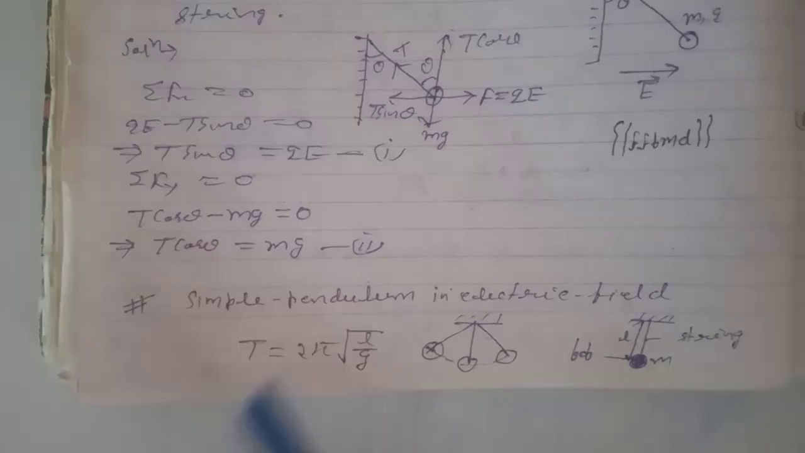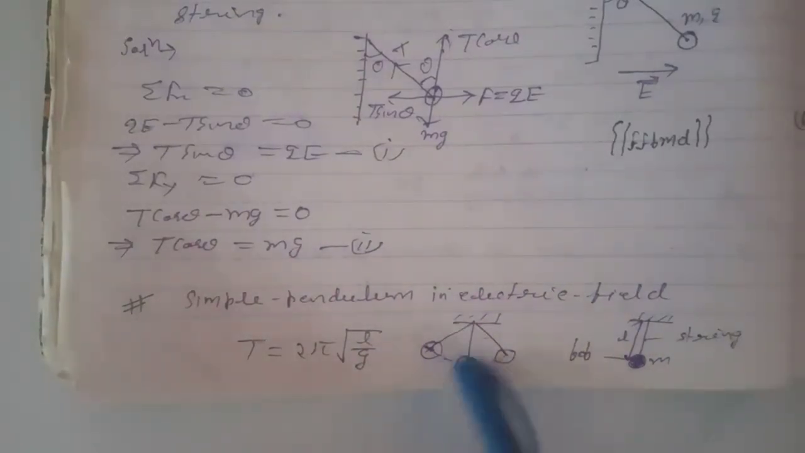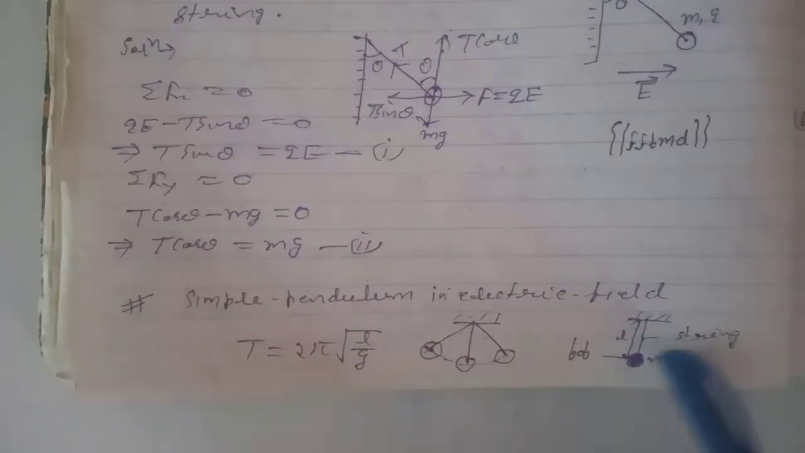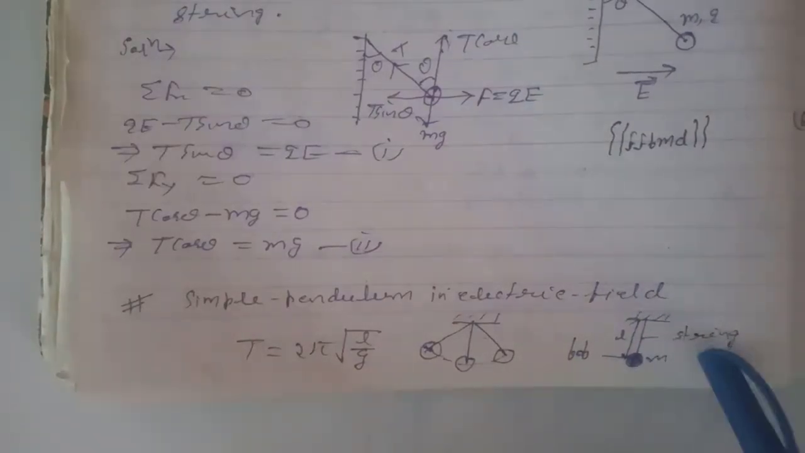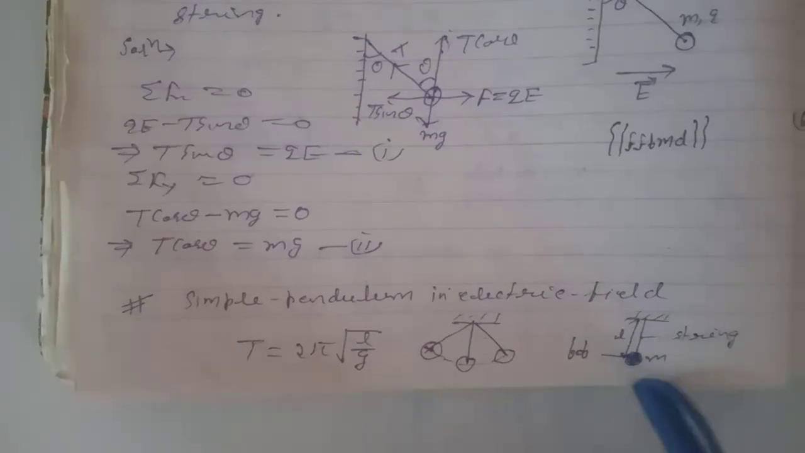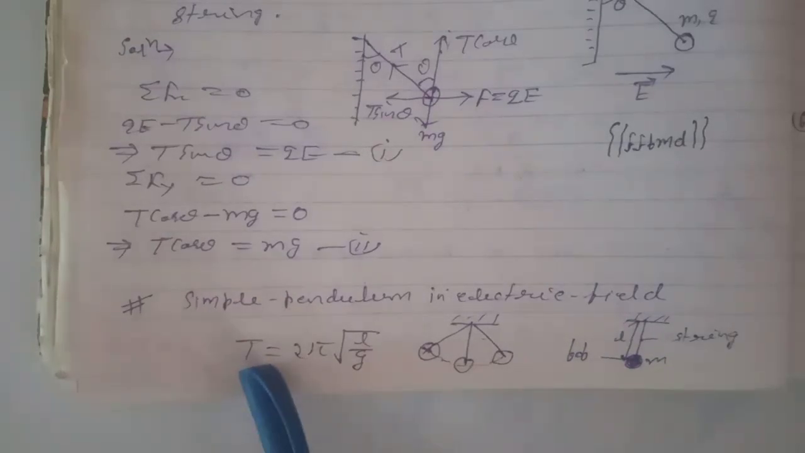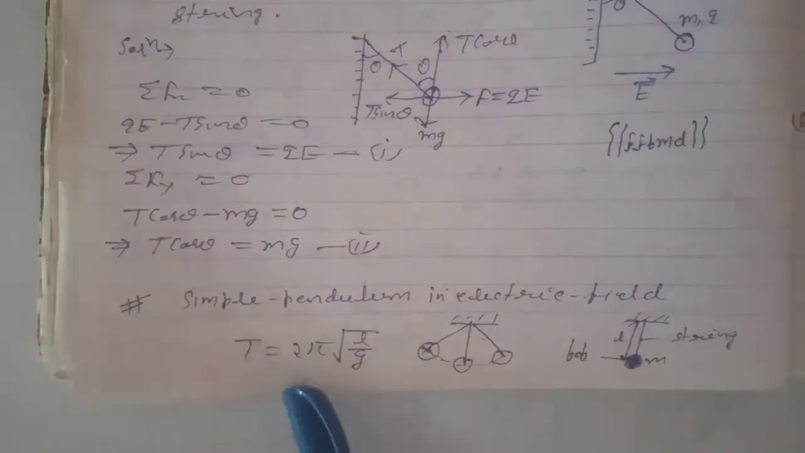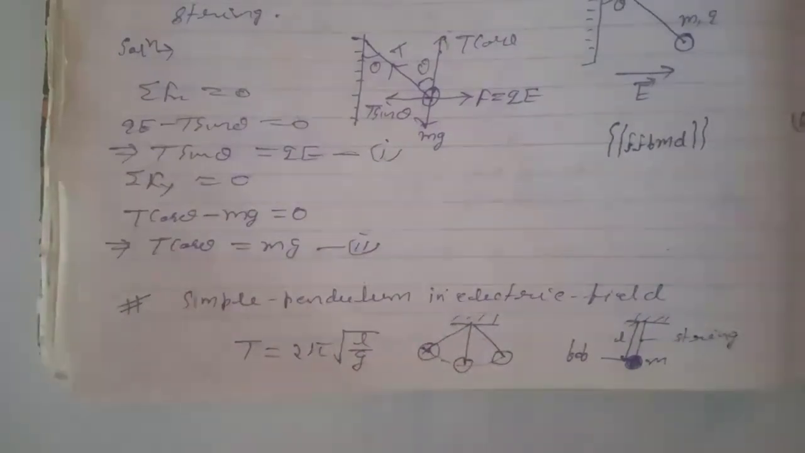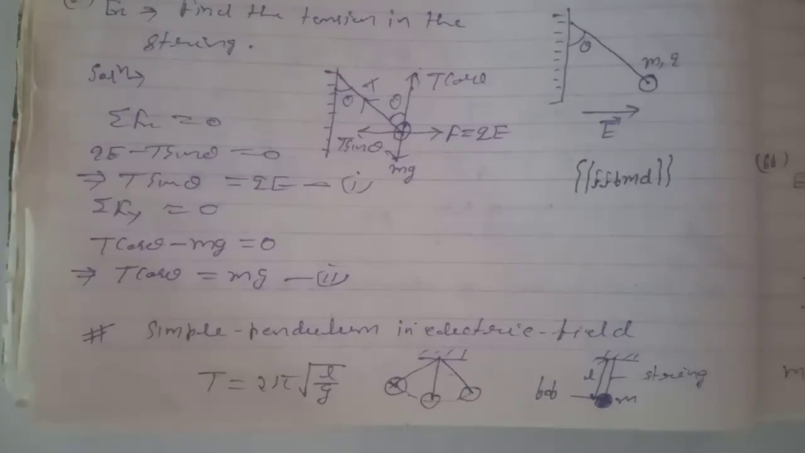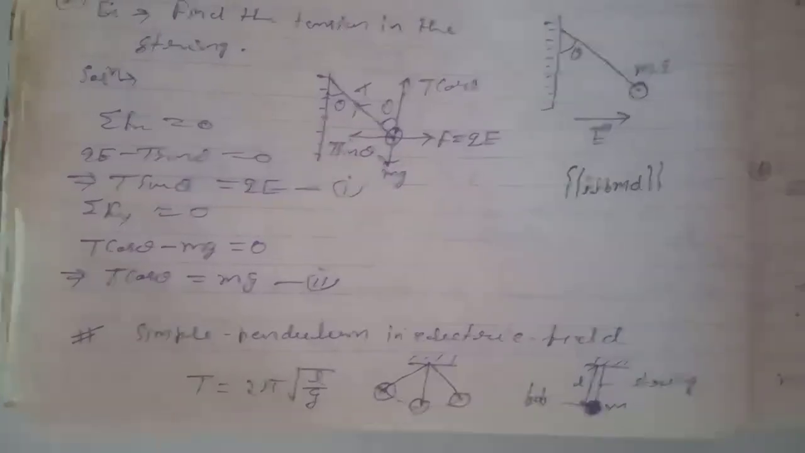Next one is simple pendulum in electric field. This is the case of a simple pendulum. This is a bob of mass m and length L clamped with the string. This arrangement is called a simple pendulum, and we know that the simple pendulum has time period equal to 2 pi root under L by g. Now we will see the example of a simple pendulum under the condition of an electric field.